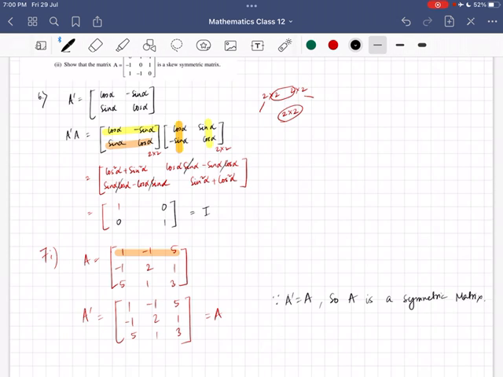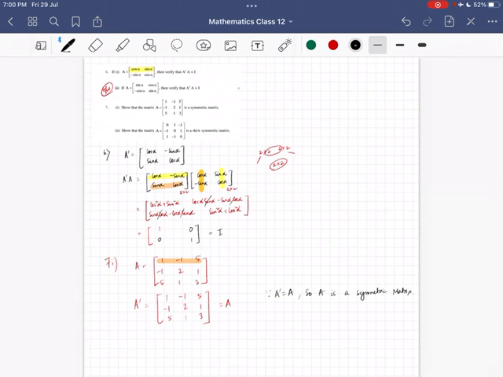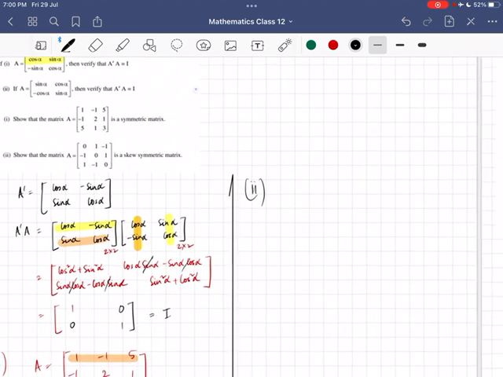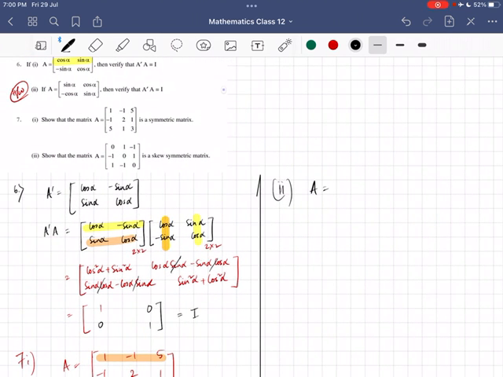So that was 7.1. Now 7.2. Now it says show that the matrix A is a skew symmetric matrix. Now we have to prove that the matrix given in the second question is a skew symmetric matrix. So one thing I know about a skew symmetric matrix is that if you do the transpose of that matrix, you will get minus A as the answer. So here A is given by 0, 1, minus 1, minus 1, 0, 1, and 1, minus 1, 0.